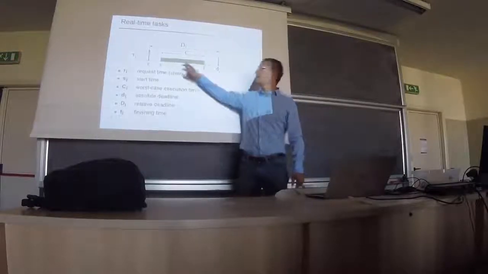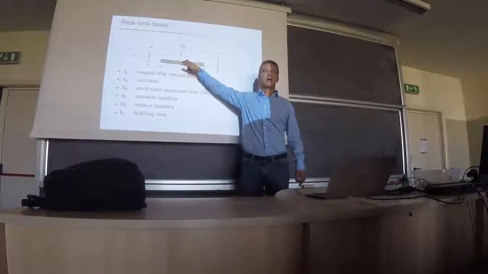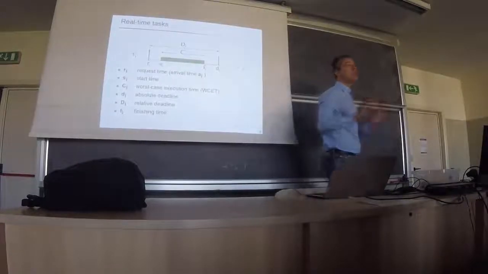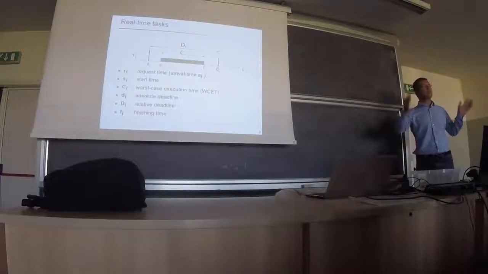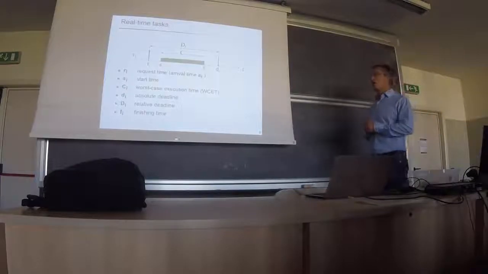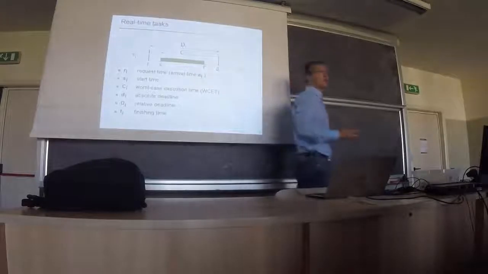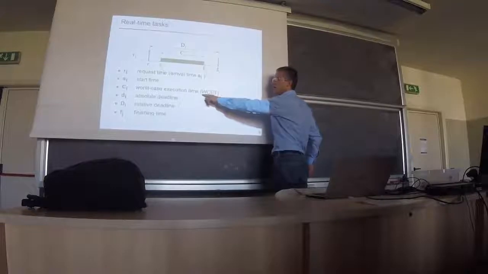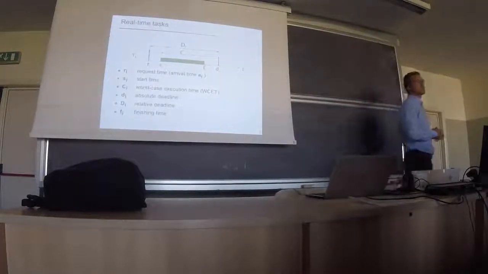For us, the execution time, the Ci that we see here, will always be the worst case execution time. Not the average, not the best, not just a random sampling of the execution time. It is the worst case execution time. This is connected to the problem of deriving the worst case execution time. We call it WCET. This is common terminology in the real-time literature. So WCET, worst case execution time.